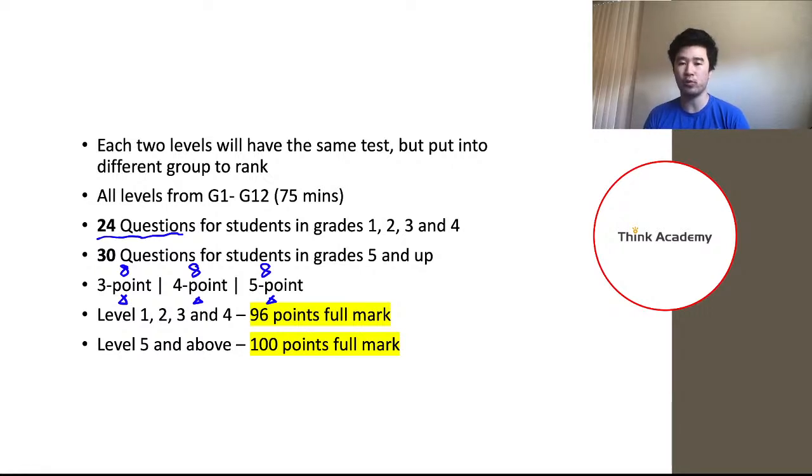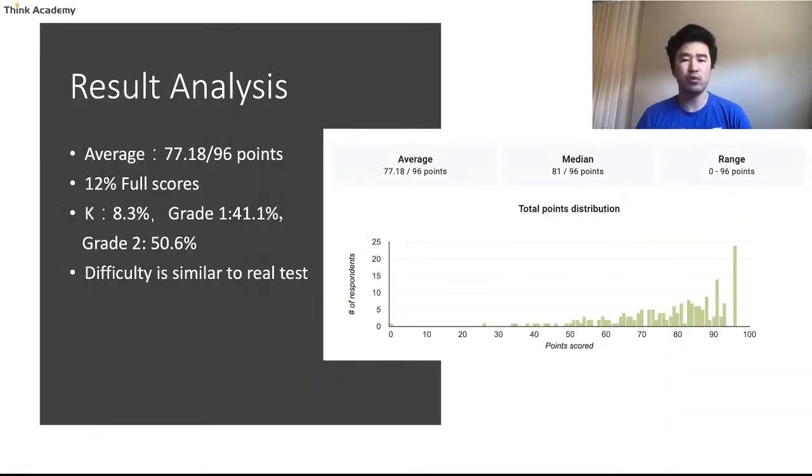Today, we are going to focus on level 1 and level 2. We are also going to focus on the 4-point and 5-point problems. Those problems are harder than the 3-point problems. So this is the result analysis for the mock test we took over the weekend. We see the average is about 77 points out of 96. This is pretty normal compared to real tests, where the average is around 80.